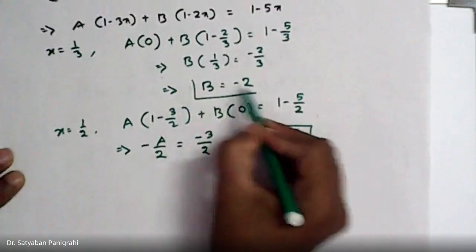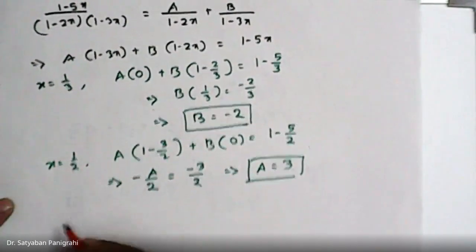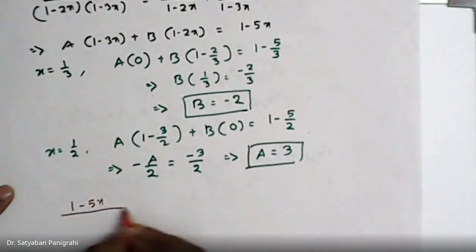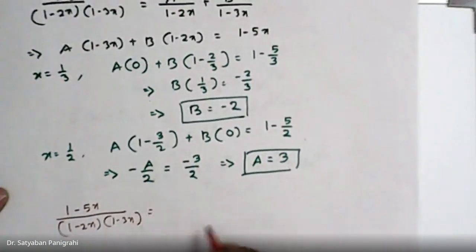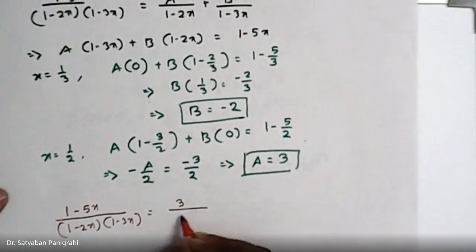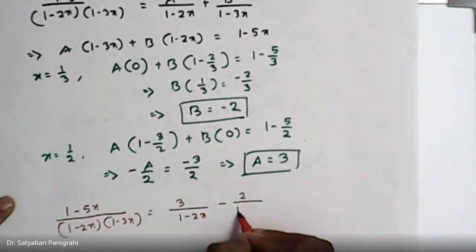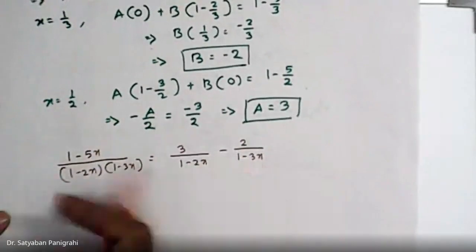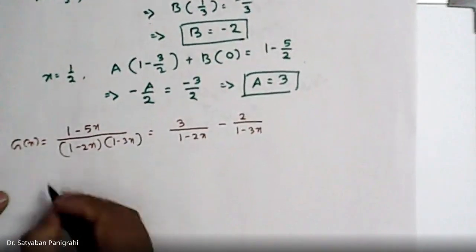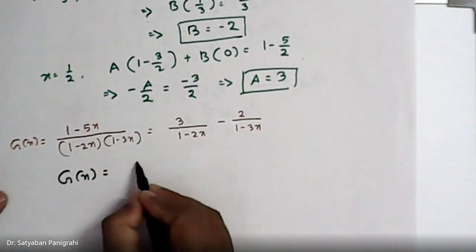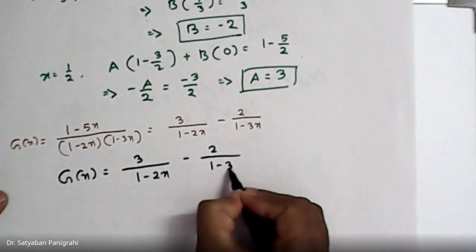Okay, this is as well a partial fraction method. So after partial fraction, what I got? I got that (1 minus 5x) divided by (1 minus 2x)(1 minus 3x) is a divided by 1 minus 2x, that is 3 divided by 1 minus 2x, plus b divided by 1 minus 3x, where b is minus 2. Okay, and this is my g(x). So we got g(x) as 3 divided by 1 minus 2x minus 2 divided by 1 minus 3x.